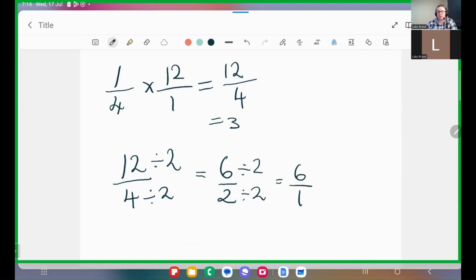Now, like we talked about earlier, 6 objects in one pile is equal to 6. It is equal to 6 wholes. So wait, hang on a minute. Let's try that again. 6 divided by 2 is 3. 2 divided by 2 is 1. So that gives us 3 wholes.